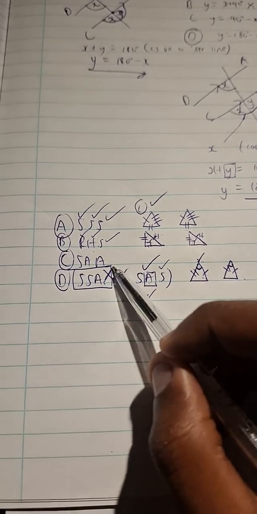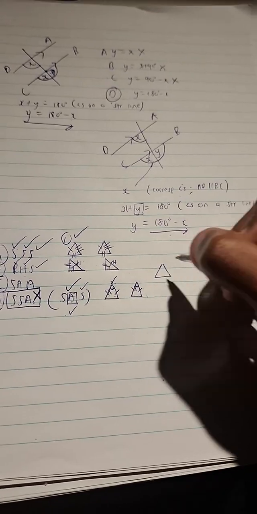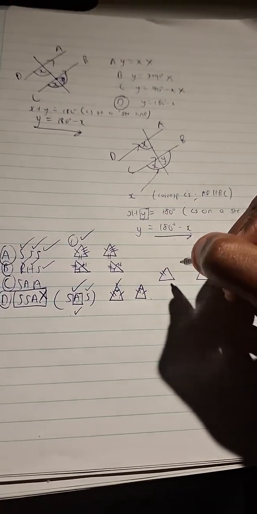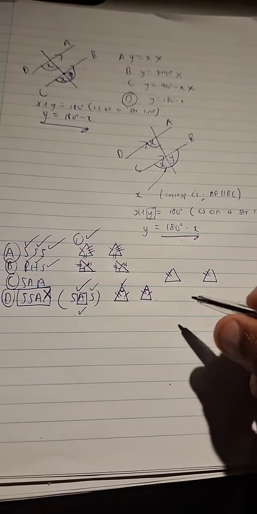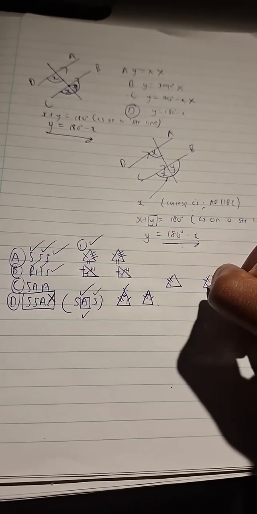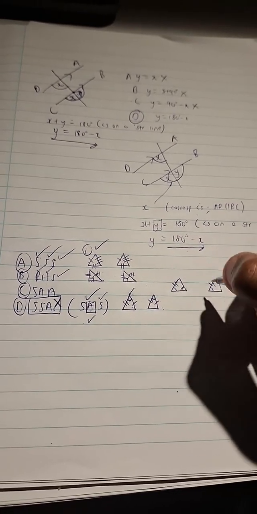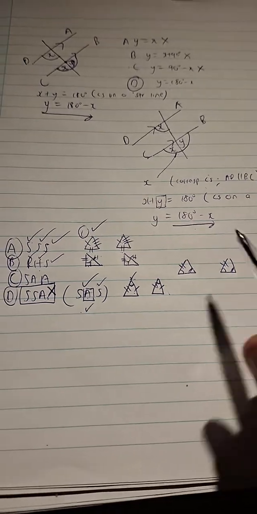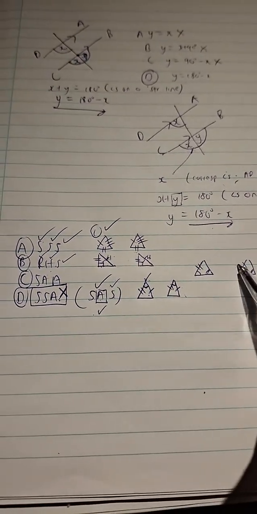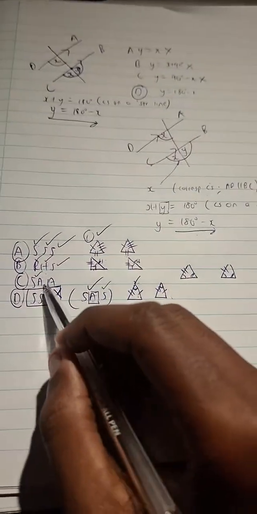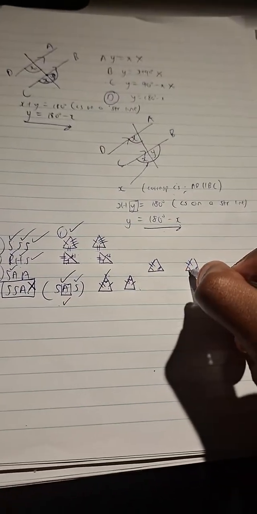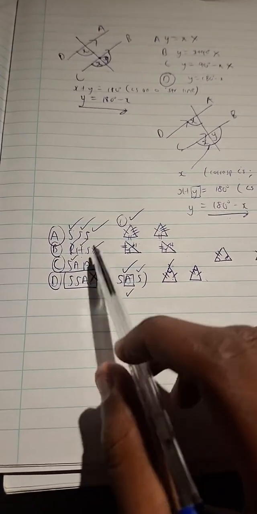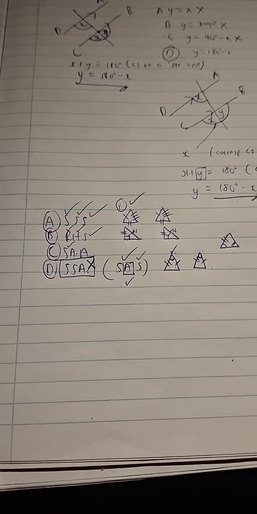Then SAA. S, meaning a side. AA. This angle is equal to that angle. That angle is equal to that angle. So hopefully you can see as well. Side, that side equal to that side, that's S, angle, this angle equal to that angle equal to that angle. So basically that is our third case of congruency for grade 9.